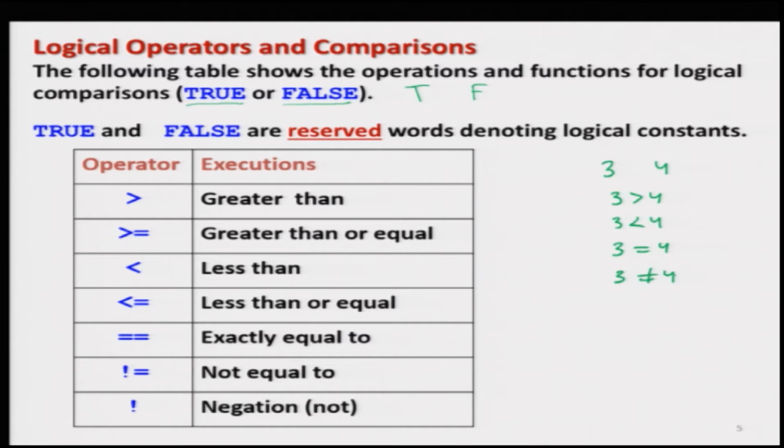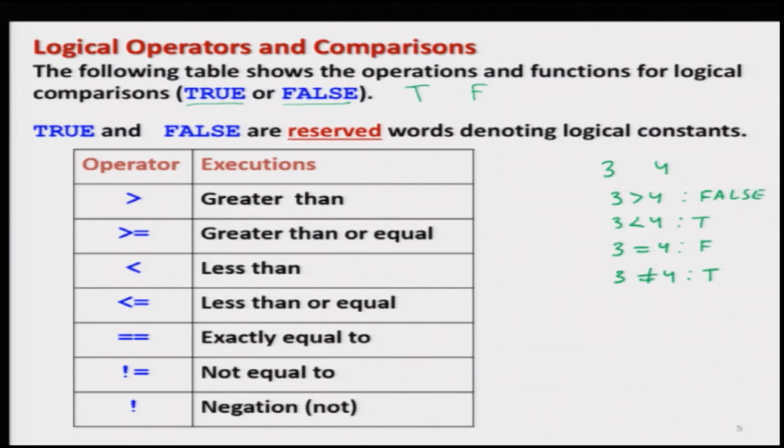So, what are these things? The outcome of these computations will be an answer in terms of true or false. Whether 3 is greater than 4, no, this is false. 3 is smaller than 4, yes, true. 3 is equal to 4, false. 3 is not equal to 4, true. So, these are the different operators which are the logical operators.